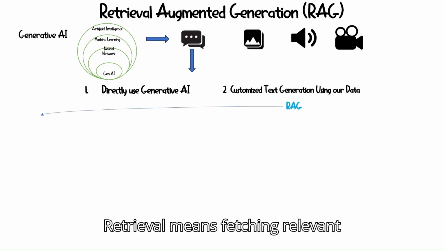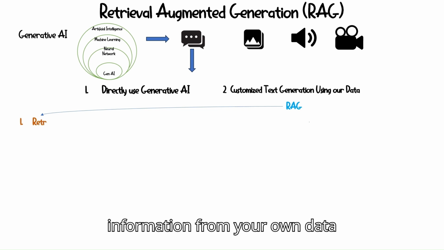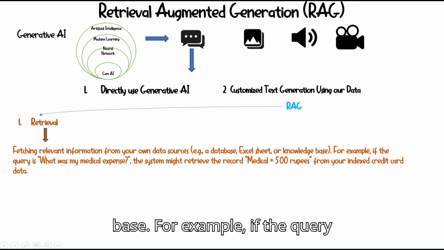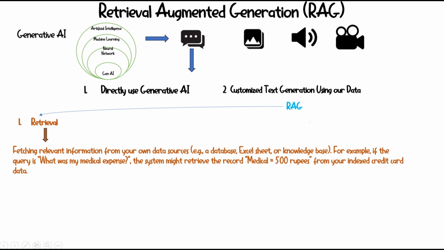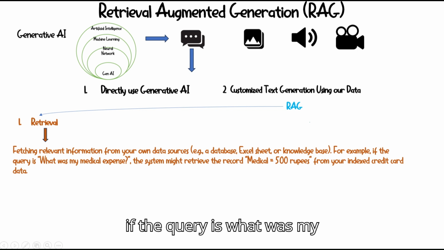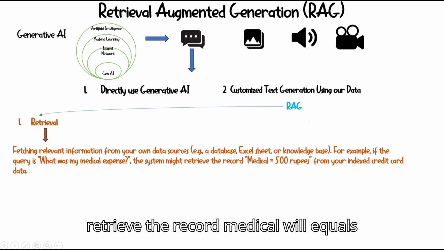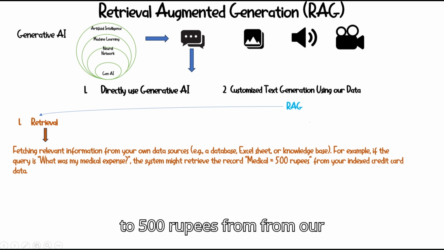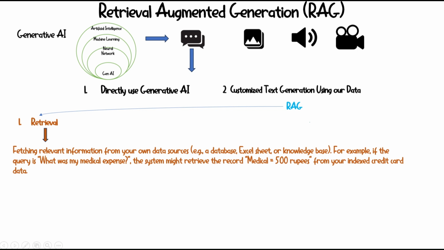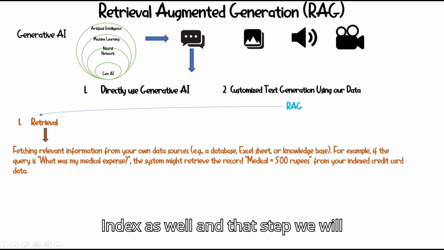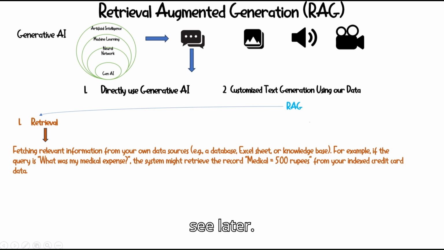Retrieval means fetching relevant information from your own data sources, database, Excel sheet, knowledge base. For example, if the query is what was my medical expense, the system might retrieve the record medical bill equals 500 rupees from our indexed credit card data. In the retrieval step, we also have to create the index as well, and that step we will see later.